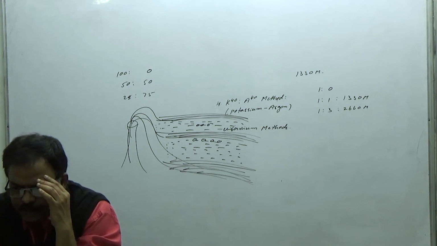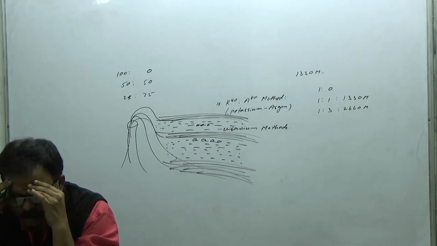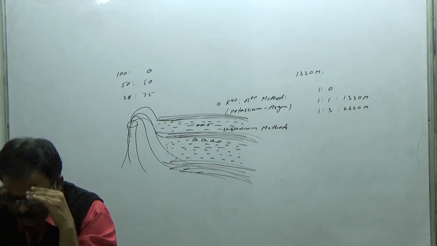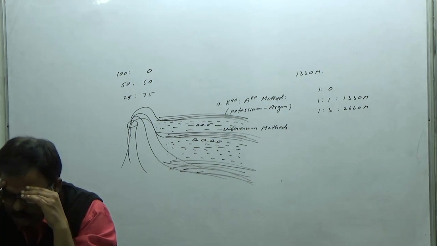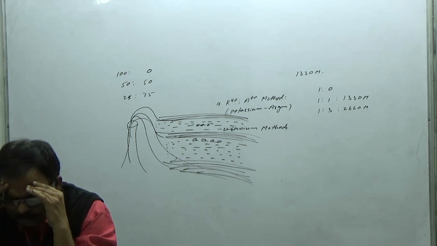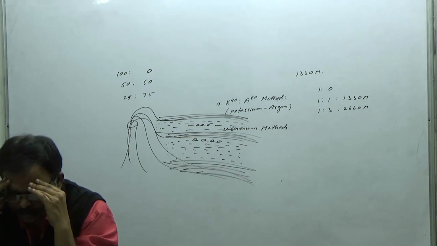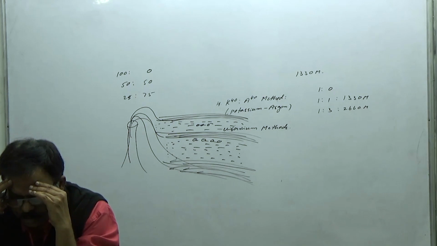In the process of solidification of lava, potassium converts into argon. By 1330 millions of years, 50% of potassium converts into argon. This is known as half-life.